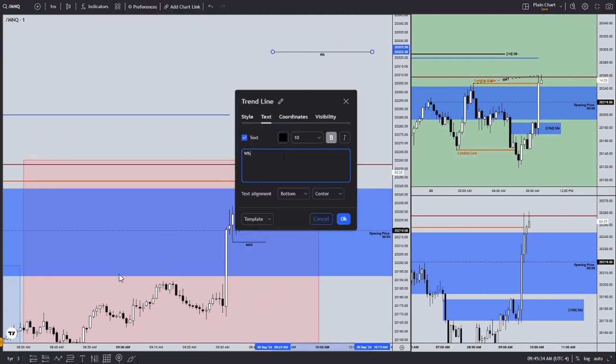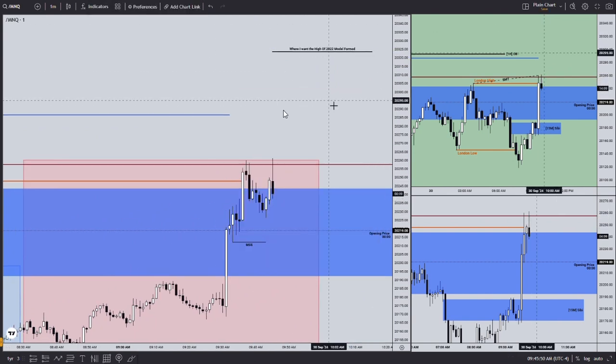So here I've annotated where I wanted the high of the 2022 model to be formed, which was during 9:45 to 10:15. And the reason I wanted it to be formed around this specific time window is because that's when the 9:50 to 10:10 macro occurs. And that's also when the opening range ends, from 9:30 to 10.